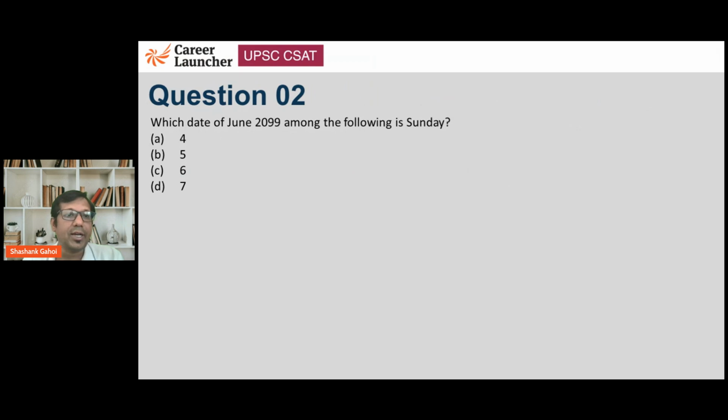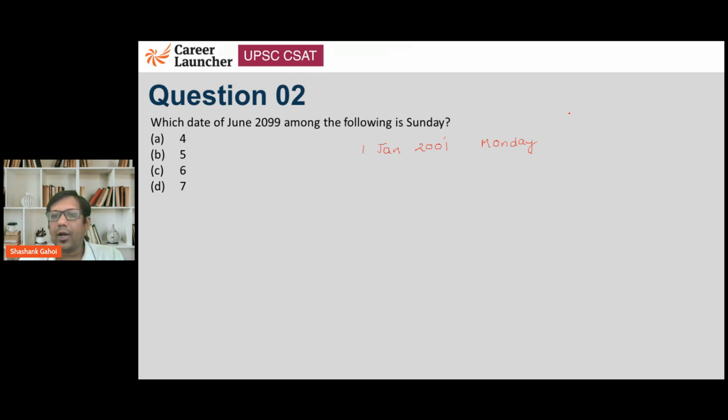The question says, which date of June 2099 among the following is a Sunday? Now generally if I talk about a question of calendar, a base date is given, but in this scenario base date is not given. So whenever base date is not given, you can always start with 1 January 2001, and 1 January 2001 is going to be your Monday. This is a base date if base date is not given. Or you can start from the current day itself. So both ways are fine.